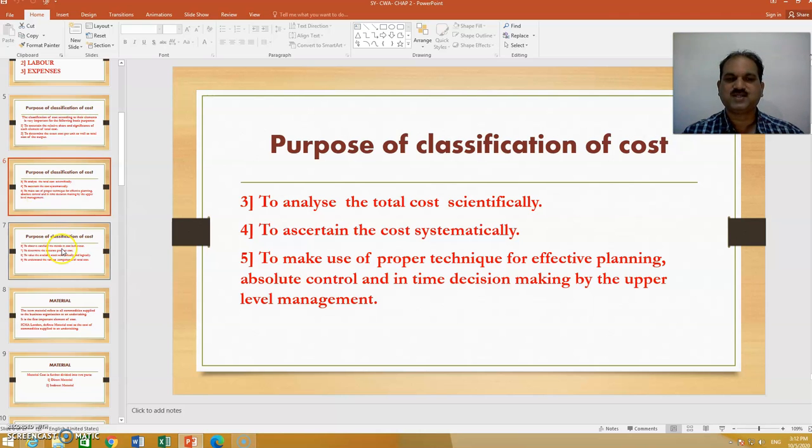And the fifth point is to make use of proper technique for effective planning, absolute control and in-time decision making by the upper level management. By the time we have understood that the upper level management has three important functions to do, and that is effective planning, maintaining absolute control and taking timely decision. So for functioning of all these three, proper classification of cost is necessary.